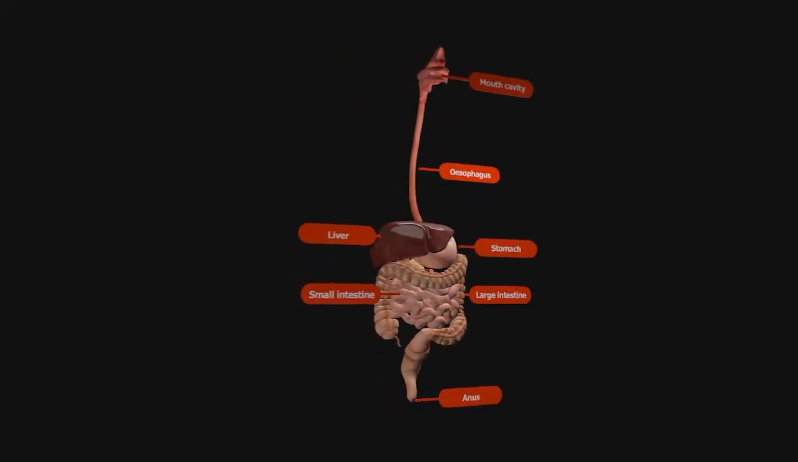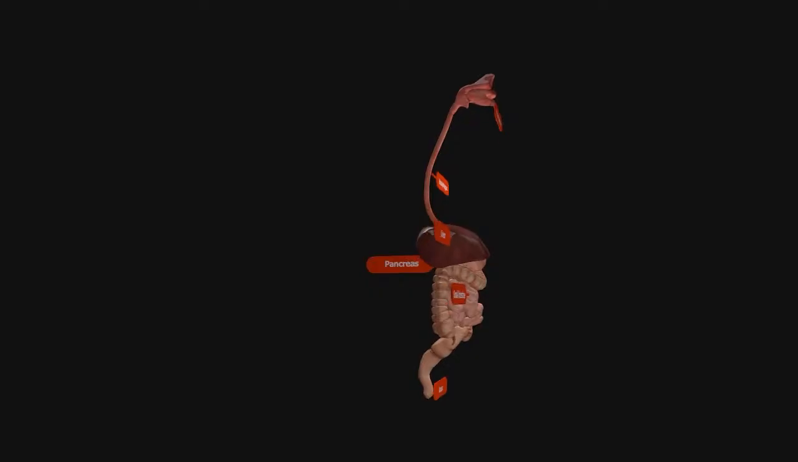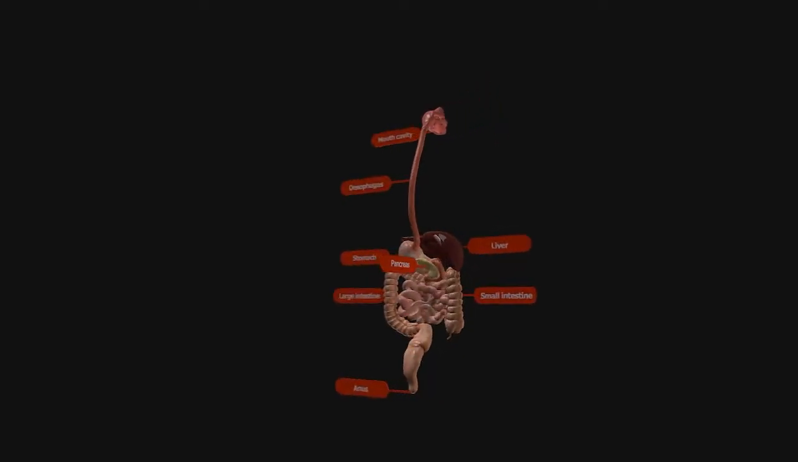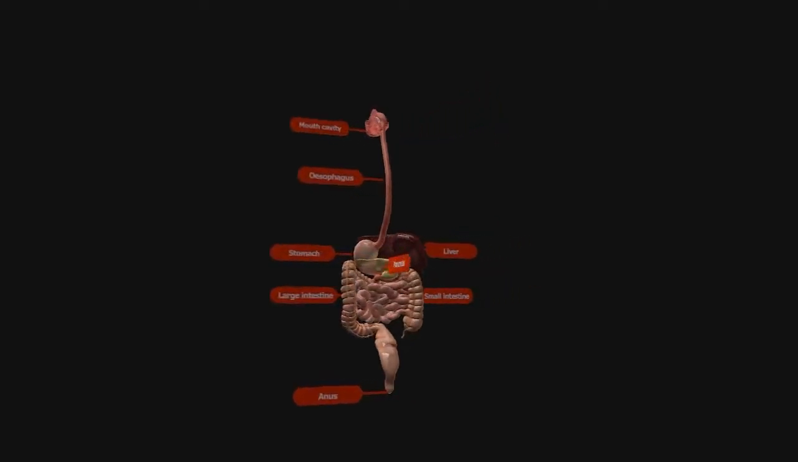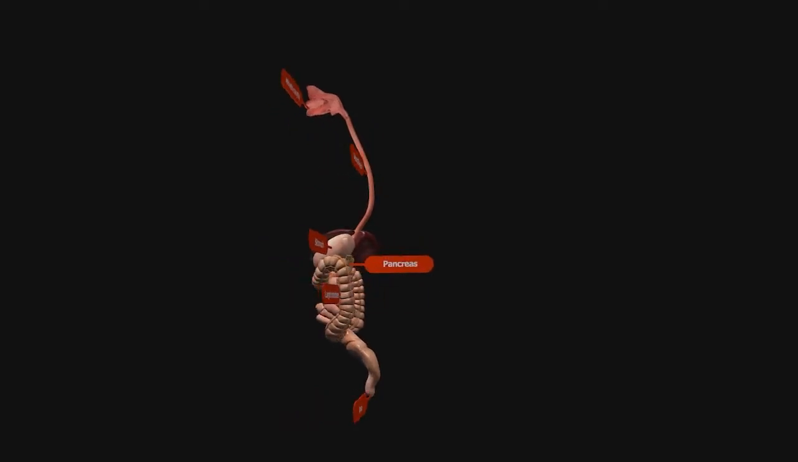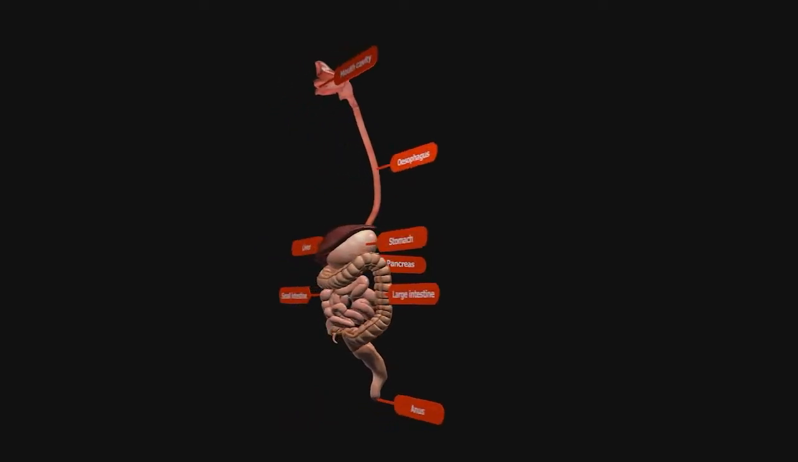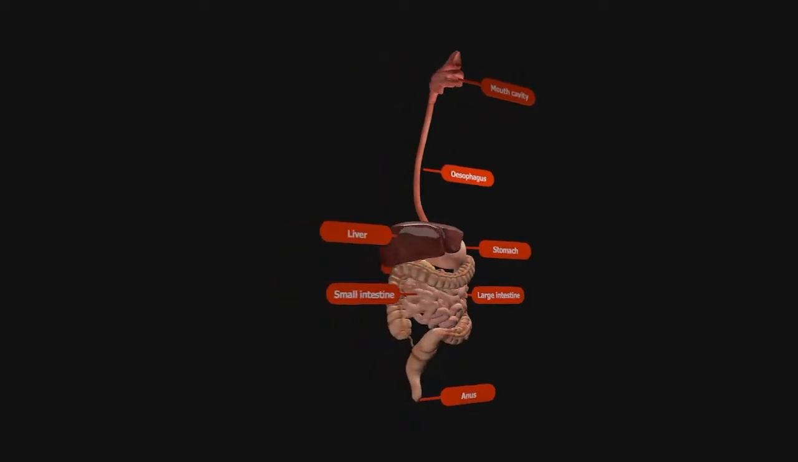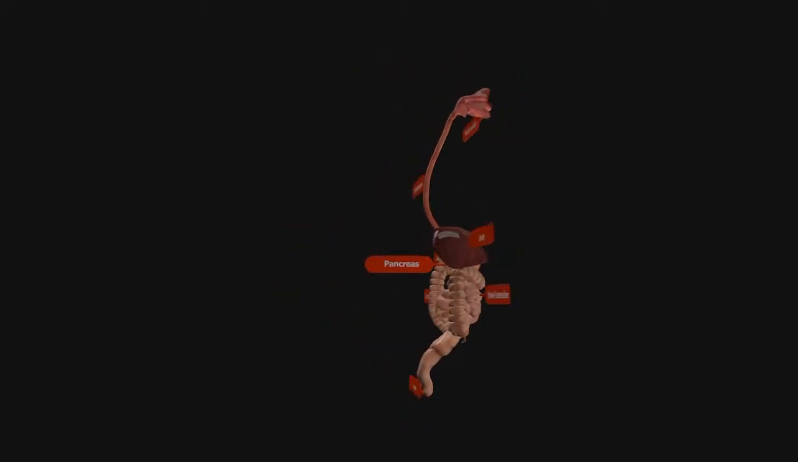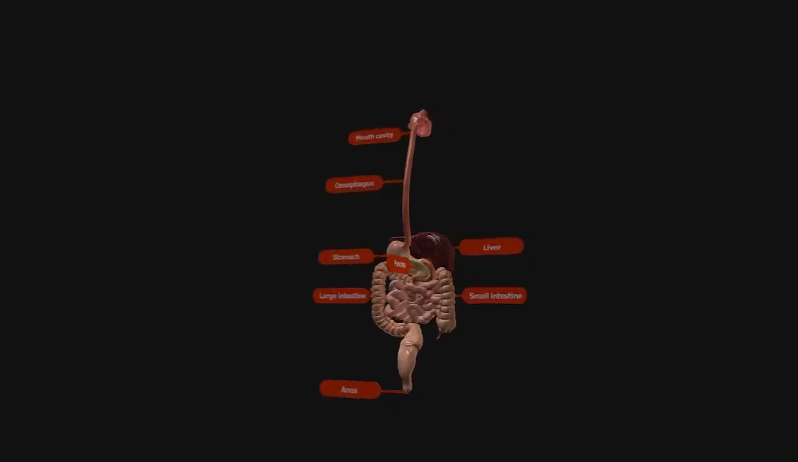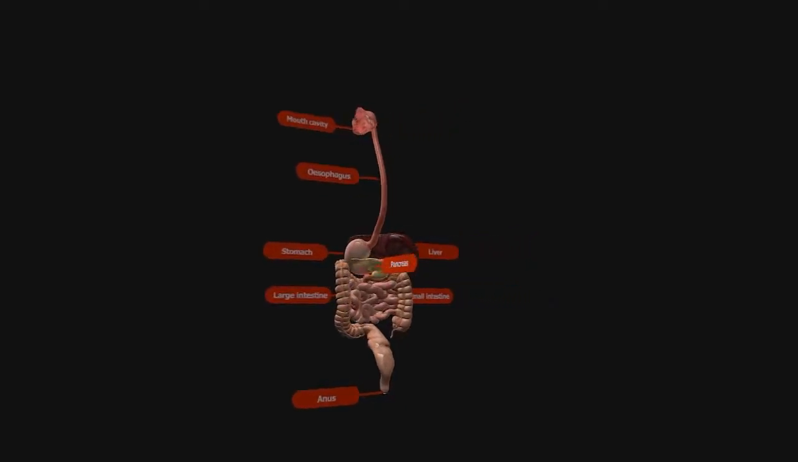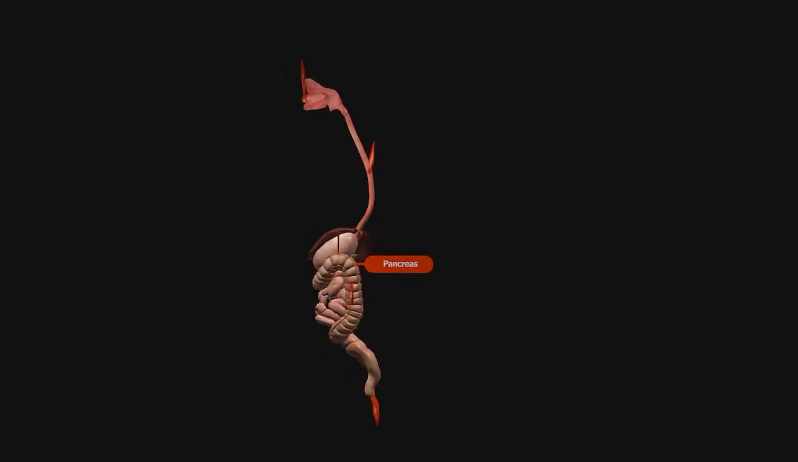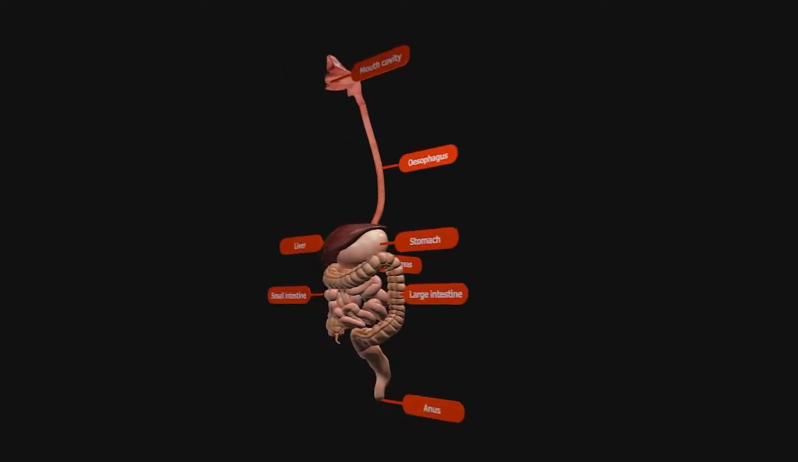The small intestine is a long, narrow tube that is responsible for the majority of nutrient absorption. The large intestine is a wider tube that absorbs water and electrolytes from undigested food and forms feces, which are then eliminated from the body through the rectum and anus. The digestive system is essential for the body's ability to obtain and use nutrients from food. It also helps to eliminate waste products from the body.